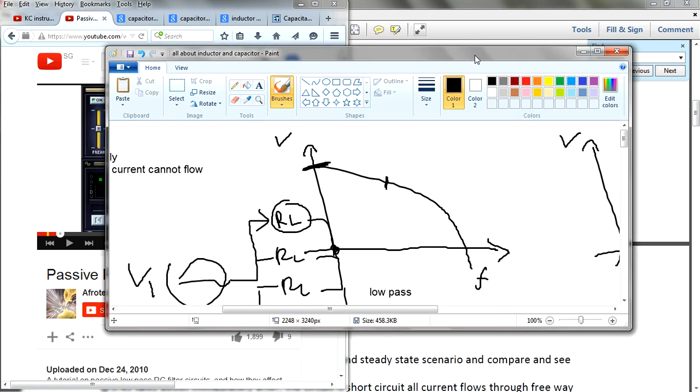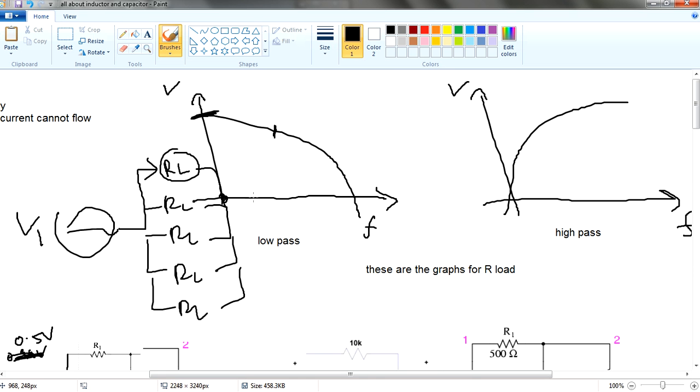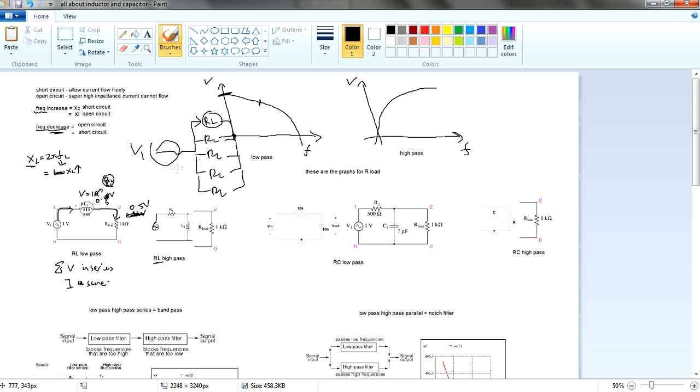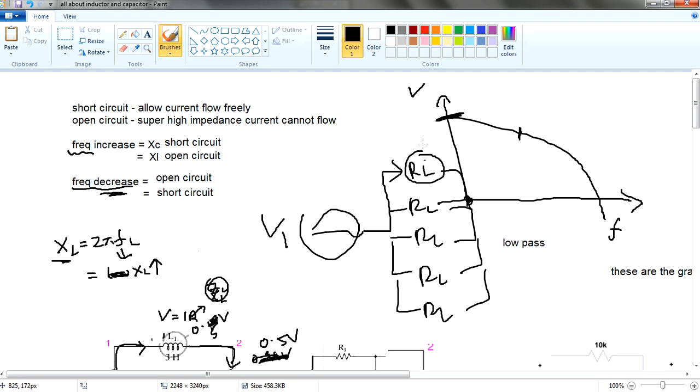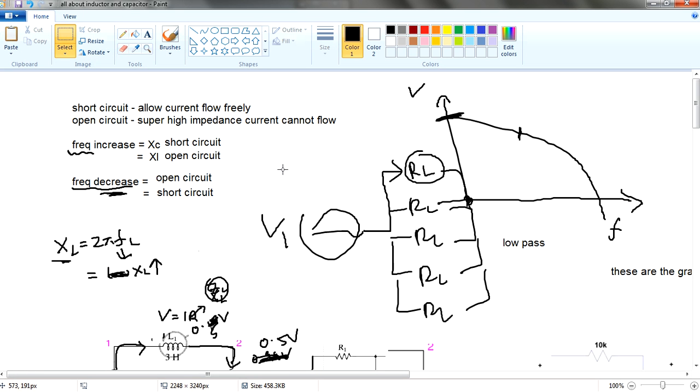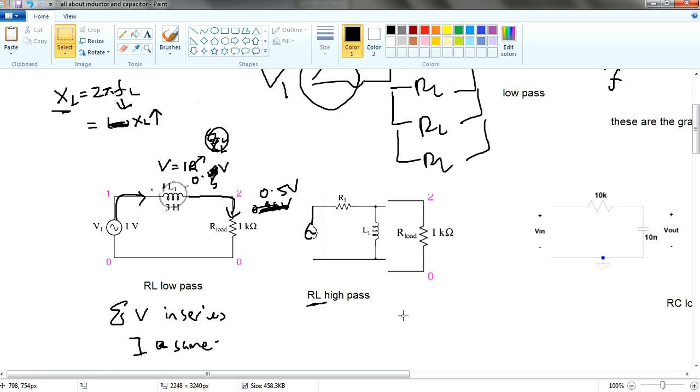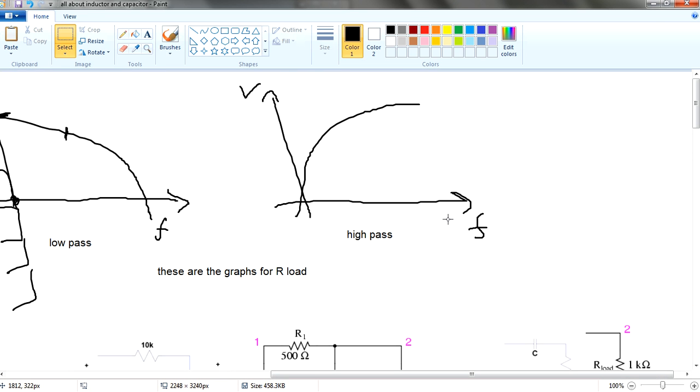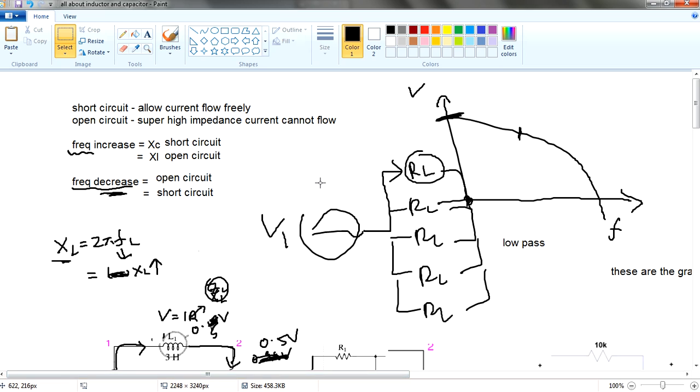So this is a key concept that I want to convey on low pass. I hope this is conveyed well. If this is good, then I think you will understand what high pass is. It's just the opposite. So maybe in a later video I'll talk about it. I'll see you in the next video.